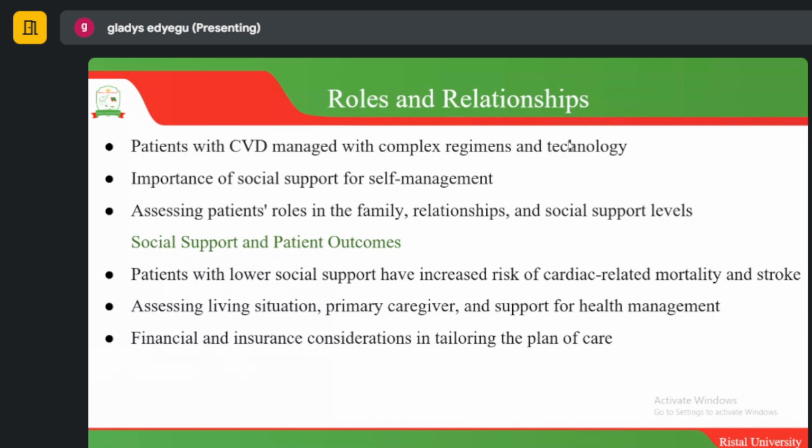So that will also demand more complex regimens of the drugs that we give them, and the technology of assessing these patients. Then importance of social support for self-management.